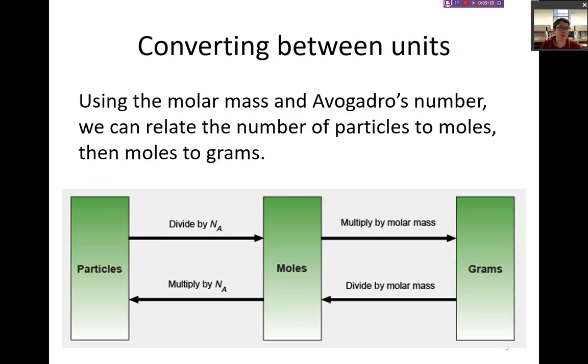We've already talked about how to convert between molar mass and Avogadro, or how to convert between moles and grams and moles and particles. So this is just a friendly reminder that you need to be able to do this in order to continue moving on in Chem 110. We can use the molar mass to convert between grams and moles, and we use Avogadro's number to convert between moles and the number of that particle.